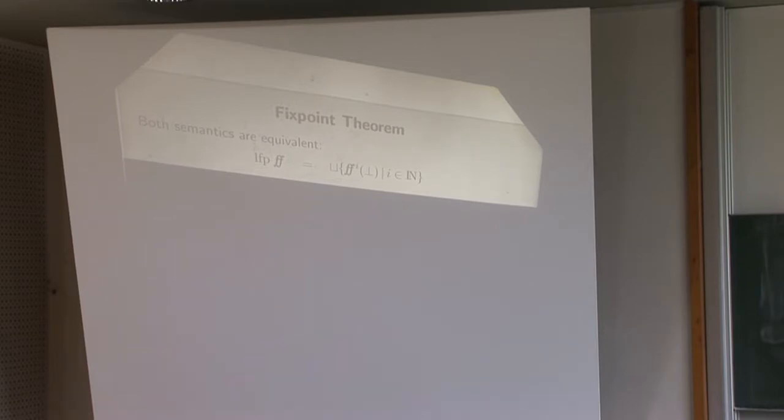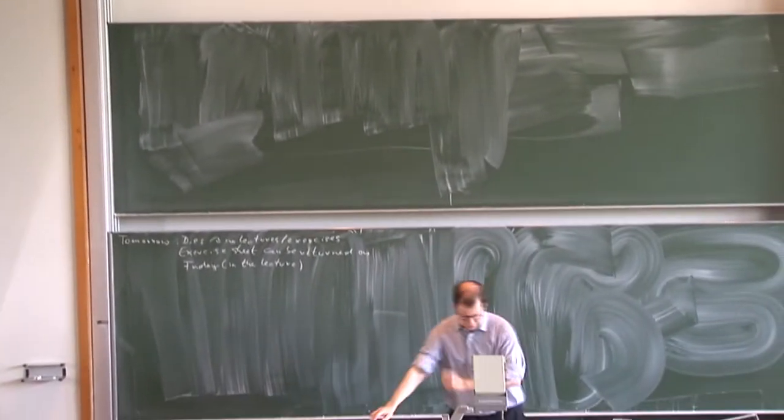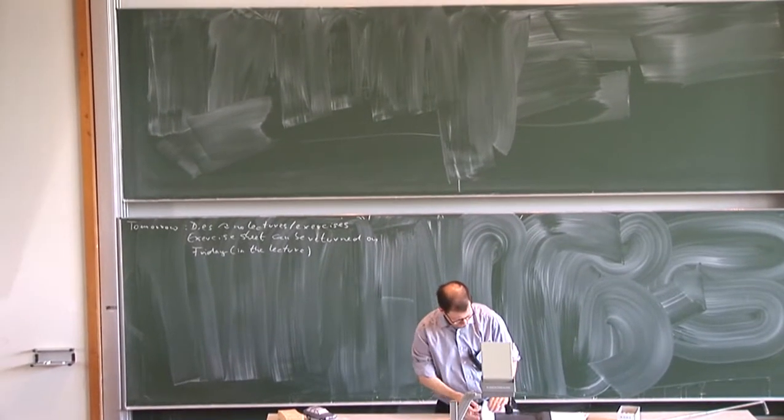And these two semantics give us the same result. So it doesn't matter if you define it as the least upper bound of this chain or as the least fixed point of this function ff. And that this really gives the same result is the so-called fixed point theorem.